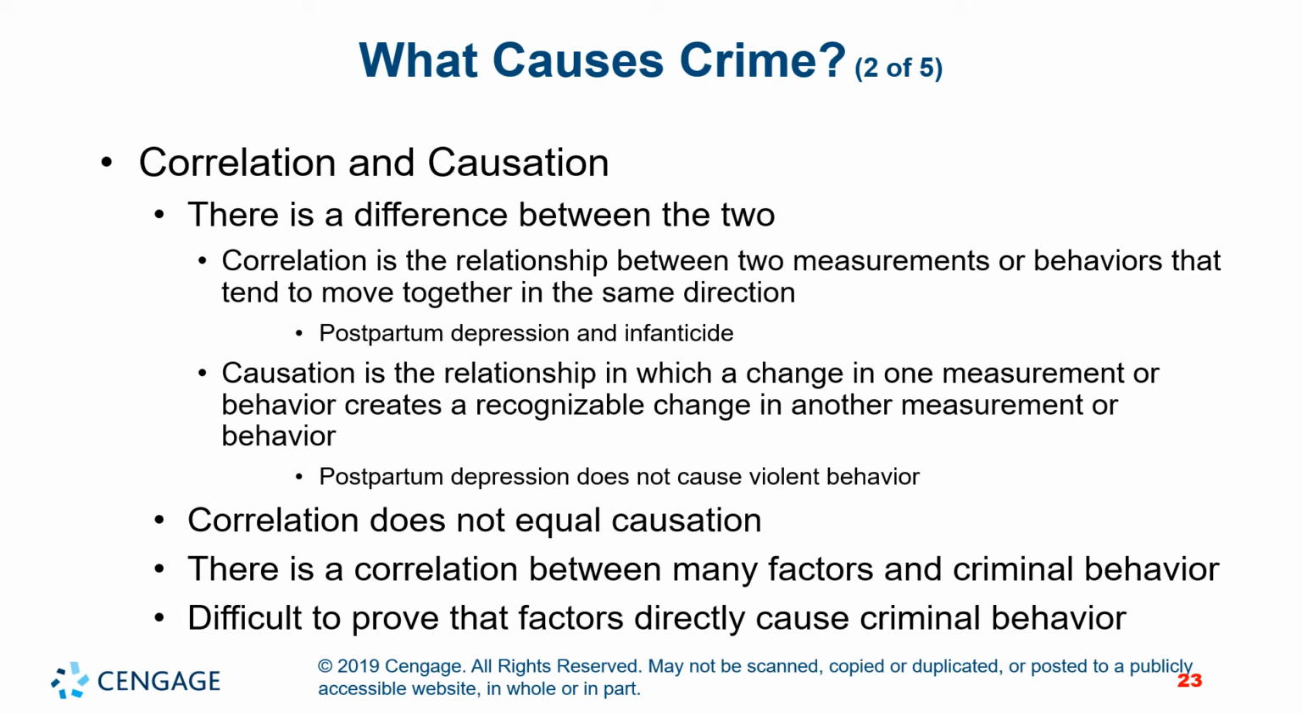But there's correlation and causation, and there is a difference between the two. Correlation is the relationship between two measurements or behaviors that tend to move together in the same direction, like postpartum depression and infanticide. Causation is the relationship in which a change in one measurement or behavior creates a recognizable change in another measurement or behavior. Postpartum depression does not cause violent behavior. Correlation does not equal causation. There is a correlation between many factors and criminal behavior, and it is difficult to prove that factors directly cause criminal behavior.